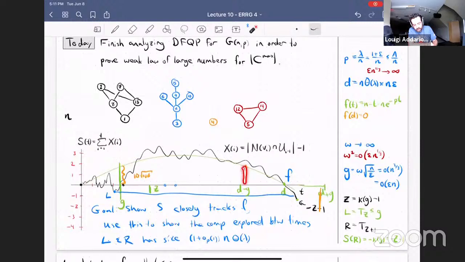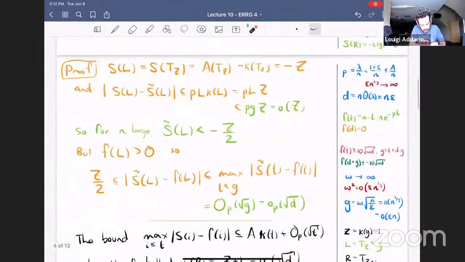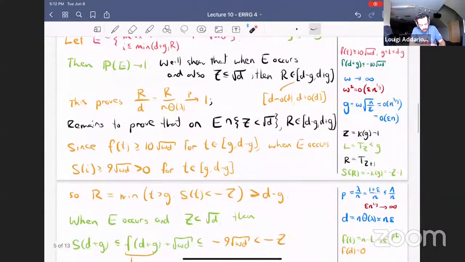So if I can prove that this distance is at least 10 root omega d over here, then I'll instantly be able to conclude that I have at least height 10 root d, the same distance over on the right, because here we're bending away from the line and here we're bending toward the line. Okay, so I'm just going to control how much the slope decreases by time d minus g to prove the height bound that we want.